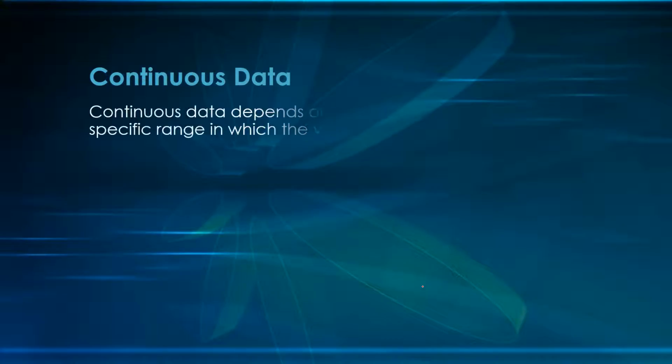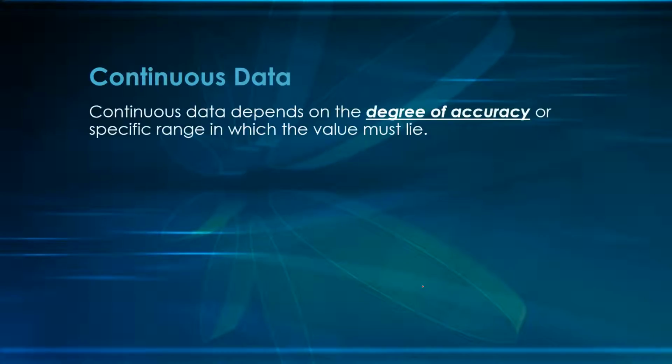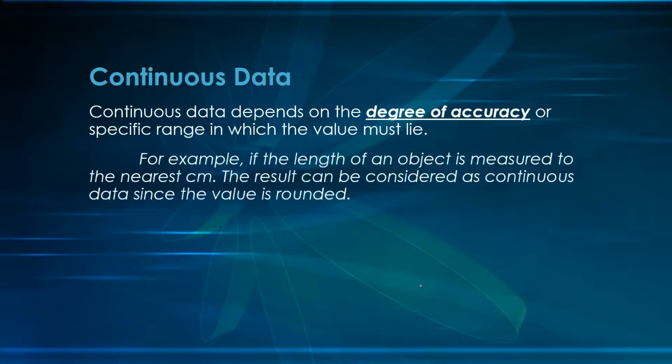So what is continuous data? First off, continuous data simply depends on the degree of accuracy for the specific range in which the value must lie. Let's say, for example, you are to measure the length of an object. Then if you're measuring that object to the nearest centimeter, this will be considered as continuous data, since we are not interested in values beyond that centimeter.